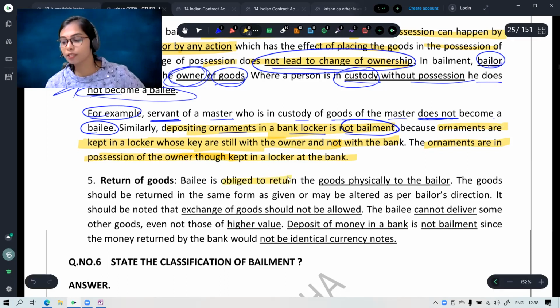The bailee is obliged to return the goods physically to the bailor. The goods should be returned in the same form as given, or may be altered as per the bailor's direction. It should be noted that exchange of goods should not be allowed. There should not be any exchange of goods. The bailee cannot deliver some other goods, even of higher value. Deposit of money in the bank is not bailment, since the money returned by the bank would not be identical in the notes. Now I'll give you another example.